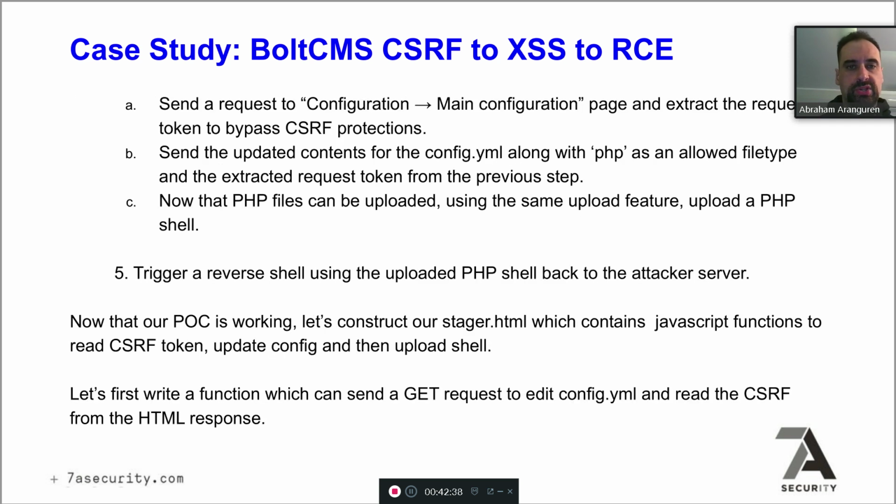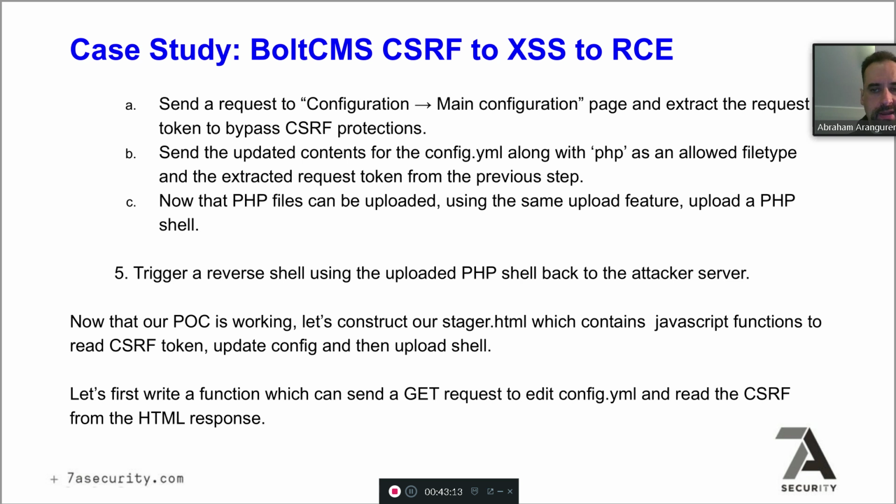It sends a request to configuration to extract the request token to bypass cross-site request forgery protections, and sends the updated contents for the config.yml file along with PHP as an allowed file type and the extracted request token from the previous step. And now PHP files can be uploaded. So using the same upload feature, a PHP shell will be uploaded, right? We can then trigger a reverse shell using the uploaded PHP shell back to the attacker server.